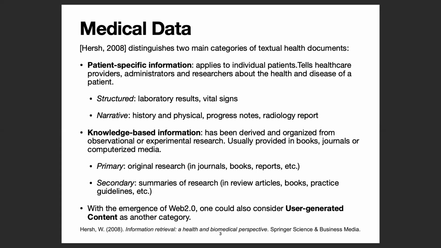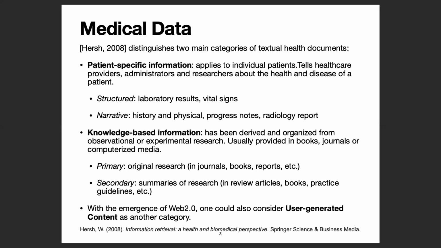The second category is called knowledge-based information, and that's all the information that has been derived and organized from observational and experimental research. So you're probably aware of that because that's what you're doing on a regular basis when you publish your research. So we distinguish here primary information. So that's all the original research that's published in books, journals, conferences, and secondary research, which is all the summaries of primary original research published in the same journals, magazines, books, or websites.